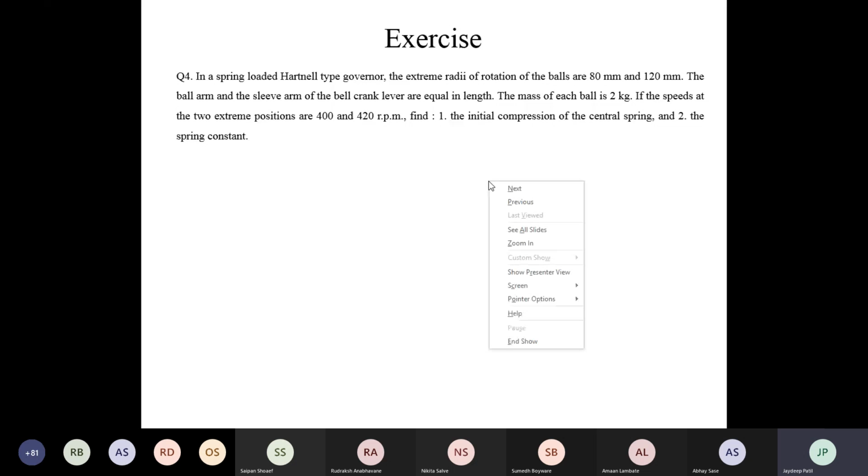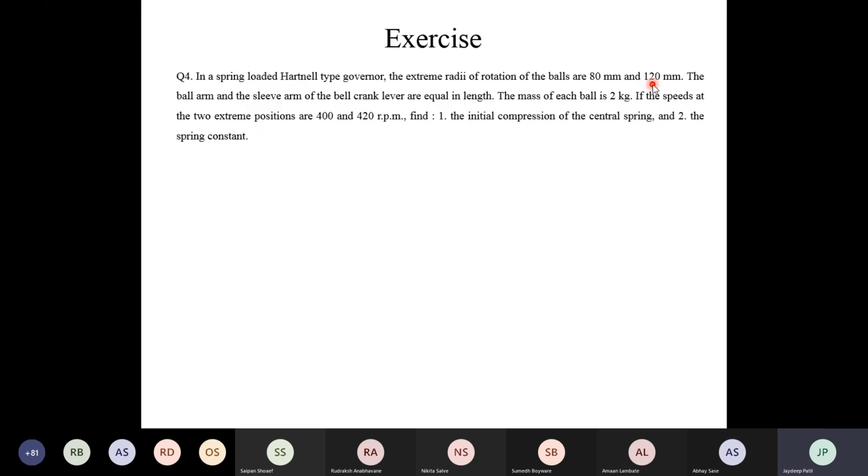Okay, now see the question. It is given here: in a spring loaded Hartnell governor. Now in exam there are two types of questions. Either the question is asked on Porter governor or Hartnell governor. First of all, find out which type of governor is given. In this case a spring loaded Hartnell governor is given. The extreme radii of rotation of the balls are 80 mm and 120 mm. Means R1 and R2: extreme means minimum is R1, 80 mm, and maximum is R2, 120 mm.